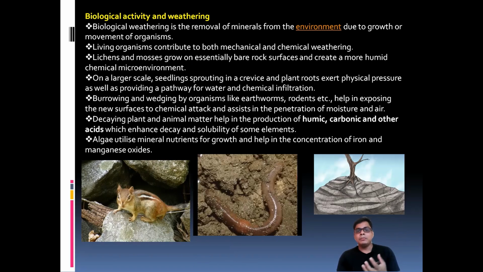Decay of plant and animal matter helps the production of humic, carbonic and other acids, which enhance the decay and solubility of the elements. Algae is another important thing in the wet season or wet areas where rainfall is very high. Algae can develop in that area, and more algae means more concentration of iron and manganese oxide in the rocks.